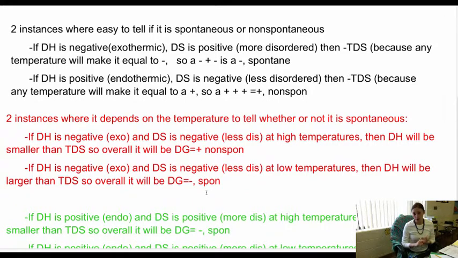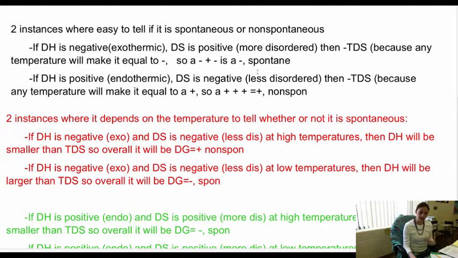delta H is negative, that means it's exothermic. If delta S is positive, that means it's more disordered. Okay, so that means then that negative T delta S, because any temperature will make it a negative. Okay, so a negative plus a negative is a negative. That's spontaneous. So anytime you have an exothermic reaction that becomes more disordered, it's going to be spontaneous.